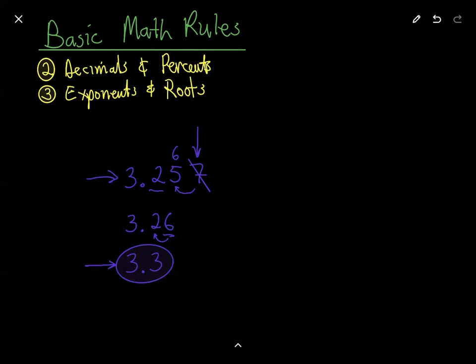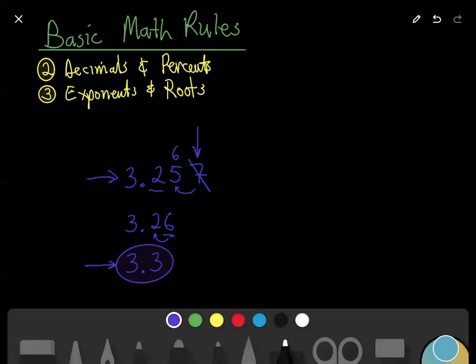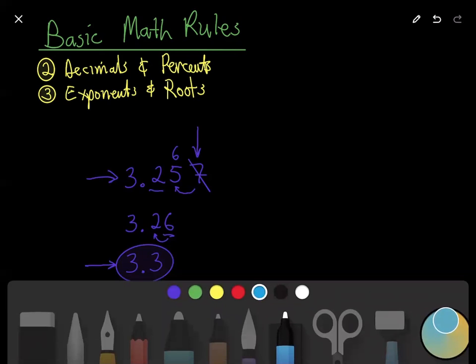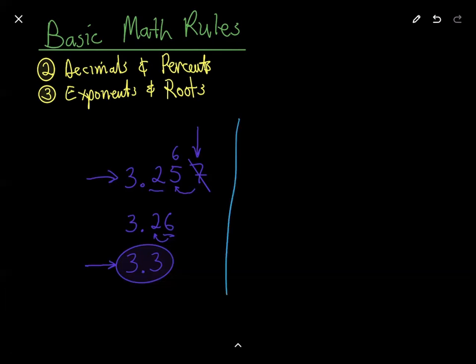So instead of 3.725, it's 3.3. And that's the rounding rule, which I'm sure, again, you've all heard of. But this is kind of how it works, okay? All right. One other thing with decimals and percents is how to create percents from decimals. And I'll go ahead and just demonstrate that here since we've got some space.